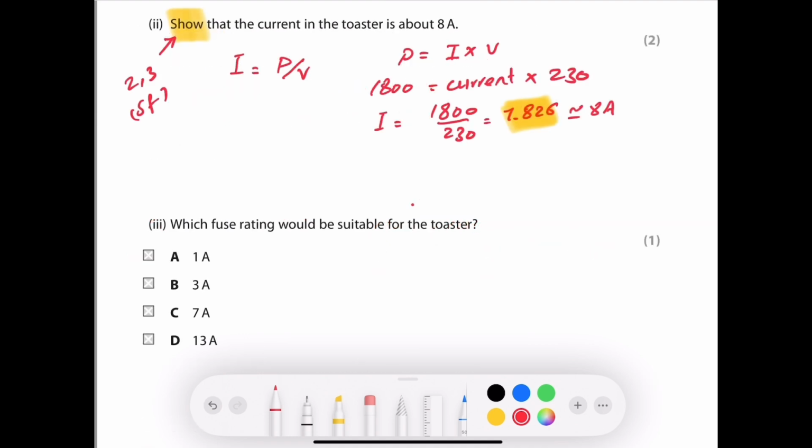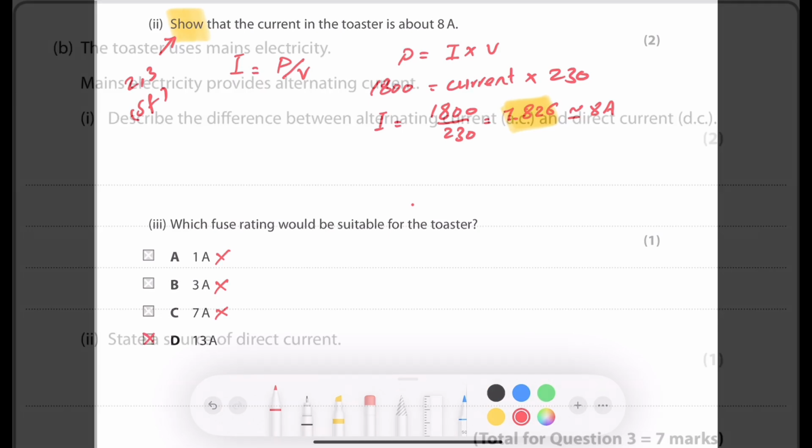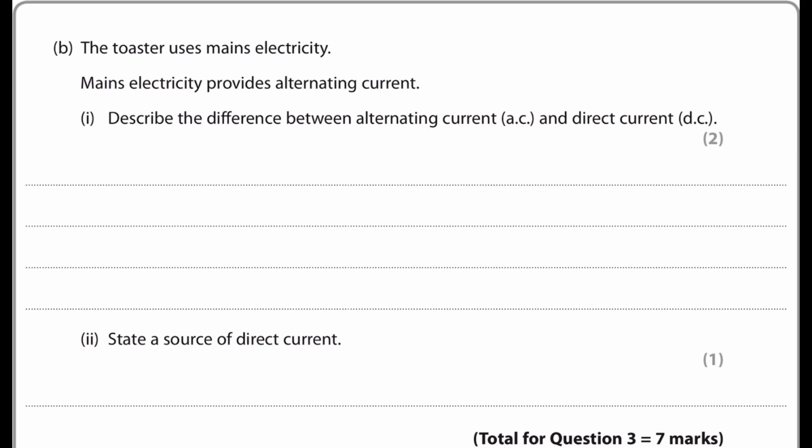Triple I, which fuse rating would be suitable for the toaster, and definitely is not going to be any value less than 8 ampere. So the correct answer is 13 ampere, which is D. Section B, the toaster uses mains electricity. Mains electricity provides alternating current. Describe the difference between alternating current AC and DC.